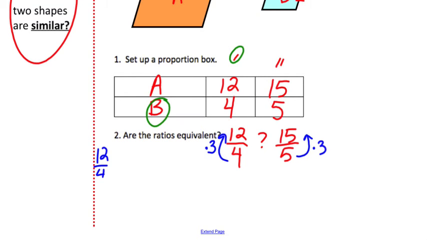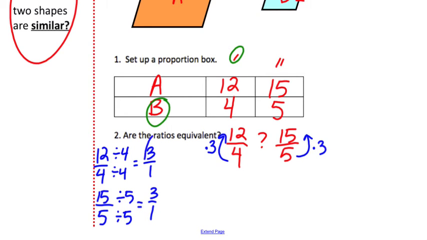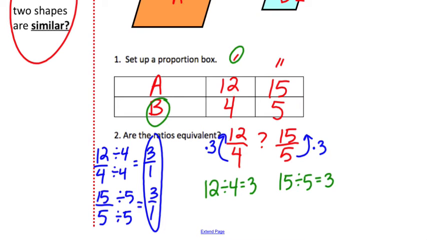Another thing that you can do is you can simplify them. So I have the ratio 12 to 4. If I divide each term by 4, I'm going to get the ratio 3 to 1. If I have the ratio 15 to 5, I can divide each term by 5 and get 3 to 1. Again, notice I get the same answer, which means they're equivalent. Another method we talked about was, well, let's change each of these to decimal numbers, or in this case, a whole number. If I do 12 divided by 4, I get 3. And over here, if I do 15 divided by 5, I also get 3. Again, I'm getting the same answer, which means they're equivalent.